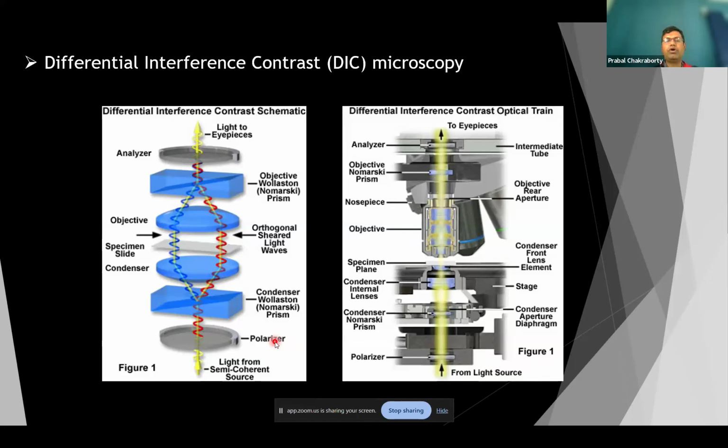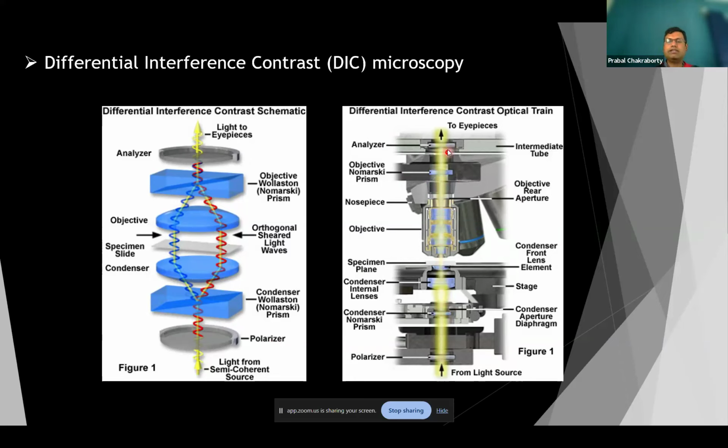So for DIC, we need four optical components. One is called the analyzer, another is the polarizer, and two prisms. When these four components come into the optical path, then only this DIC effect will be created. So you can see this is the analyzer, and before the objective we have one prism, which is called the Nomarski prism, or sometimes the Wollaston prism. Then we have another prism here, and finally we have the polarizer here.